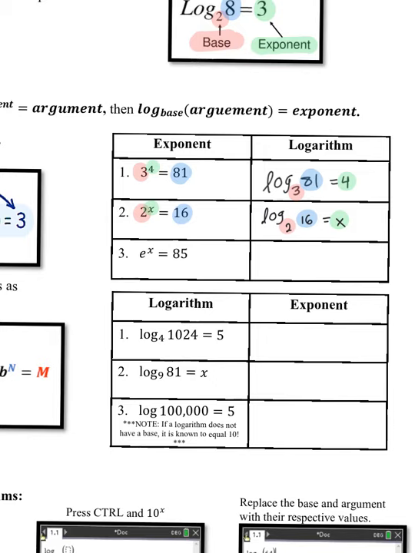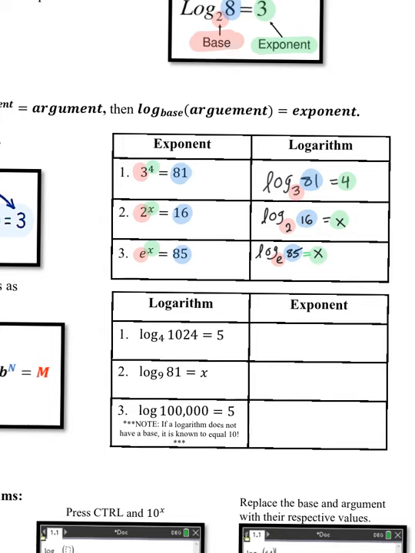Our last one on this section focuses on a special kind of logarithm. So I'm going to write this as log. My base here is e. And then after my equal sign always comes my exponent, so this is going to be equal to x. And then in the blue, we've got the 85.